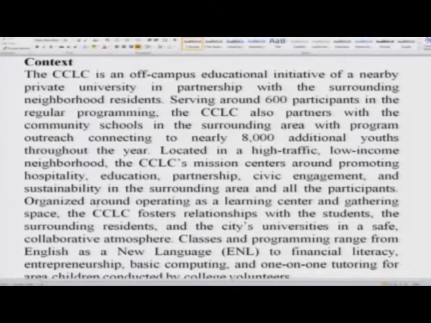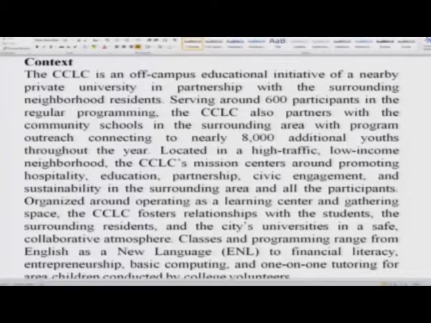So, as you can see, the CCLC is a special arrangement. So, the proposer here gives more details about it. This is not a regular school classroom, this is some special arrangement made by a private university in partnership with some surrounding neighborhood residents. So, there are more details about it.